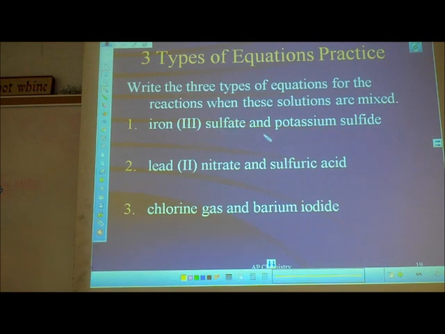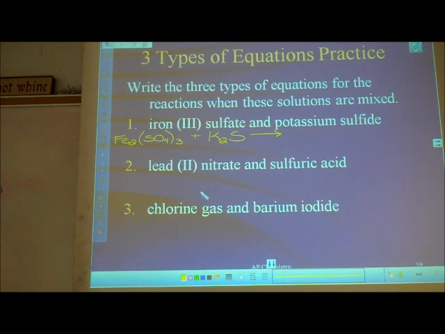Iron 3 sulfate and potassium sulfide. Alright? Could you please tell me what is the formula for iron 3 sulfate? Fe2(SO4)3. Okay. What is the formula for potassium sulfide? K2S. Okay.